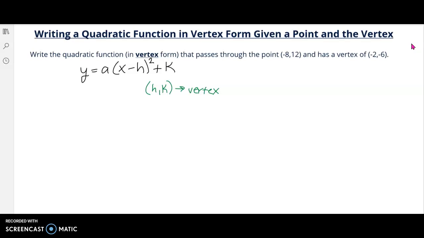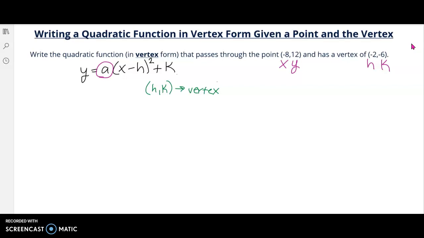So we have a lot of what we need already because we are given the vertex. So we already know h and k. And I highly encourage when you're doing this to label them h and k. So the -2 is the h and the -6 is the k. But the problem is to write something in vertex form, you don't just need h and k, you also need the a value, which we don't currently have. So what we're going to do is use the other point, (-8, 12), and plug it in for x and y. I'm also going to label those. And then we're going to use nsolve in our calculator to solve for a and find out what a is.